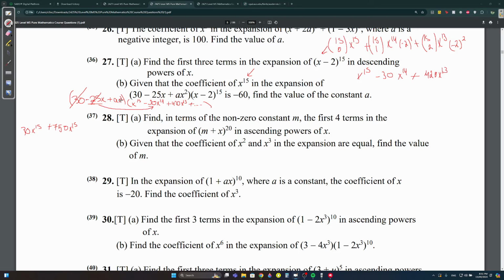Ax squared: the square plus 15, 2 plus 15 is 17, no good. 2 plus 14, 16, no good. 2 plus 13, 15, so we will do it. So ax squared times 420x to the power of 13 is plus 420ax to the power of 15.